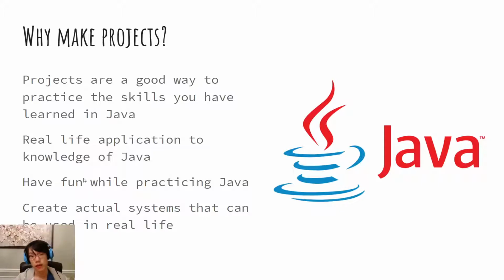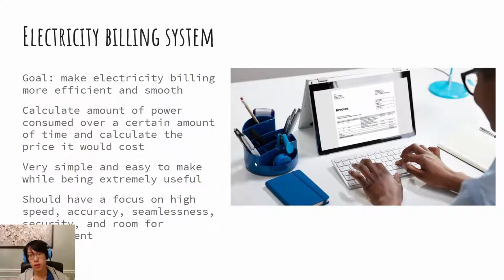It's also a way to have fun while you're also being able to practice Java. Finally, and I've already said this, you can create real systems that can actually be used. You can make things that people can actually use, using what you've learned. It's not just something that you're doing for fun, it's something that people can actually utilize in their lives. So let's begin with the first one.